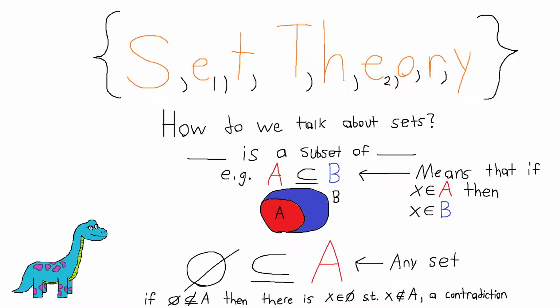Another way to think of this is that if there was a set A that didn't have the empty set as a subset, then this would have to be because there was an element x of the empty set that wasn't also an element of A. But this is impossible because the empty set has no elements to begin with. Thus, we again see that the empty set is a subset of every set.